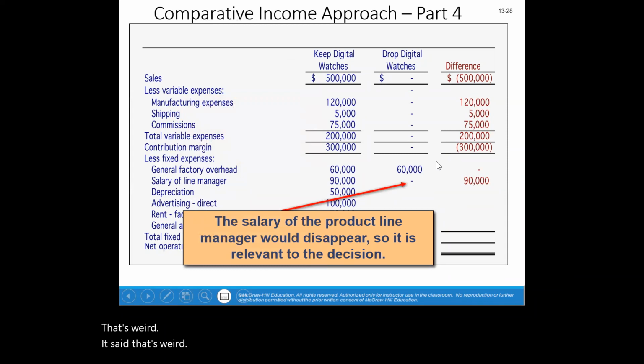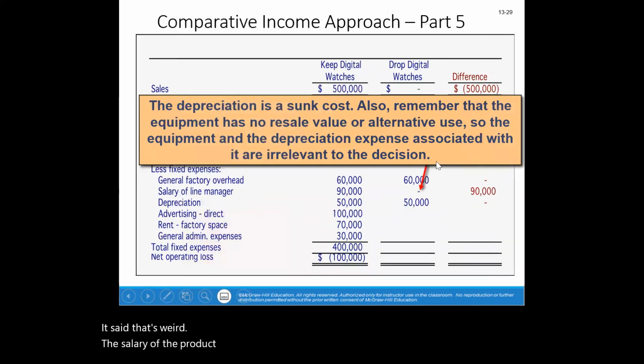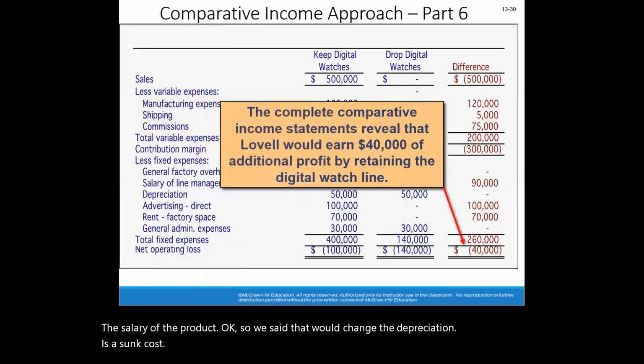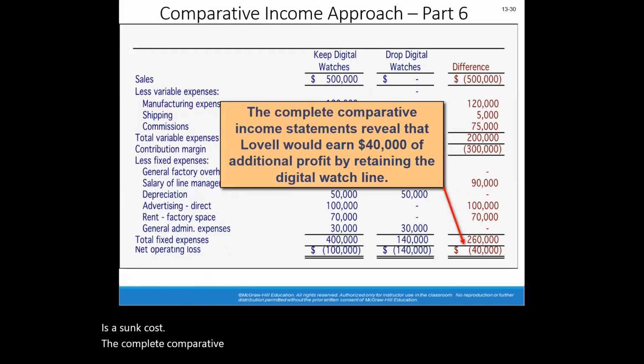The salary of the product line manager: we said that would change. The depreciation is a sunk cost. The complete comparative income statements reveal that Lovell would earn $40,000 of additional profit by retaining the digital watch line.